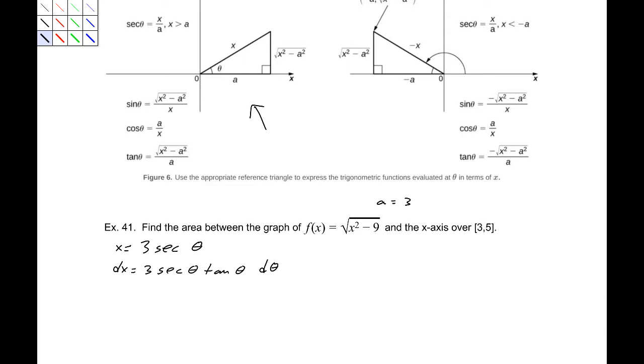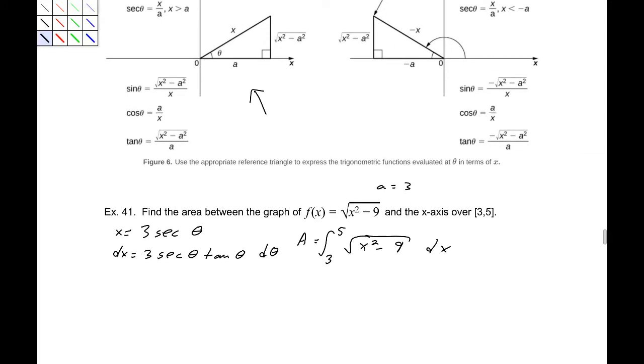Now, we are finding the area, so this really turns into this. We have the area is the integral from 3 to 5 of the square root of x squared minus 9 dx, because we're between the x-axis. Okay, now we are going to have to change our variables here. Change the endpoints, from 3 to 5 to, well, let's see.